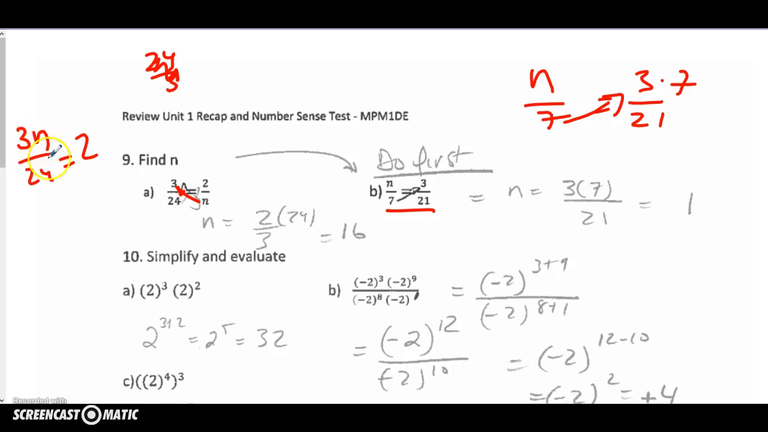And then I got to get rid of this 3. So the 3 comes down over here. It's on the top. It comes to the bottom. The 24 I want to get rid of. It's on the bottom. It comes to the top. And then I go 2 times 24 divided by 3, and I get my answer.